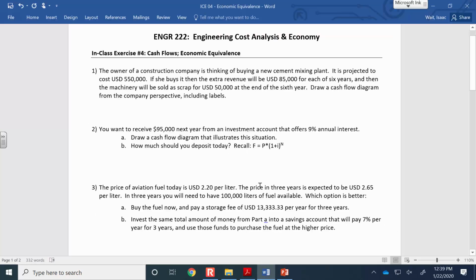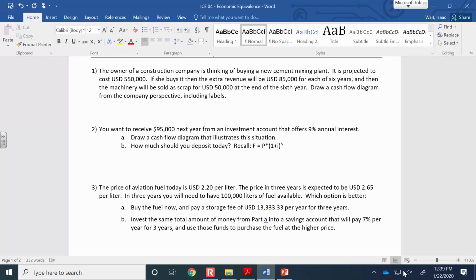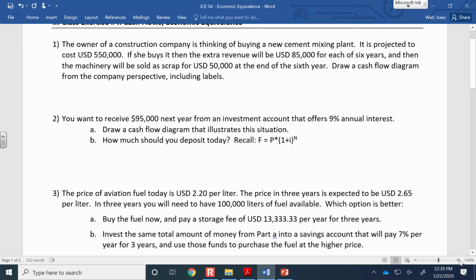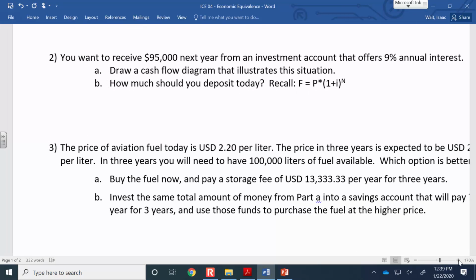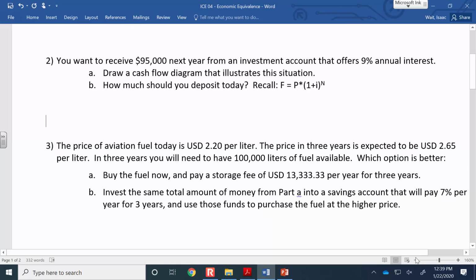So let's look at this third question now. The third question is asking what's better, option A or option B? And option A is buy the fuel now and store it because it's a cheaper price.